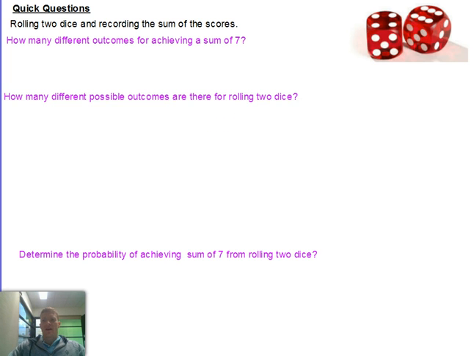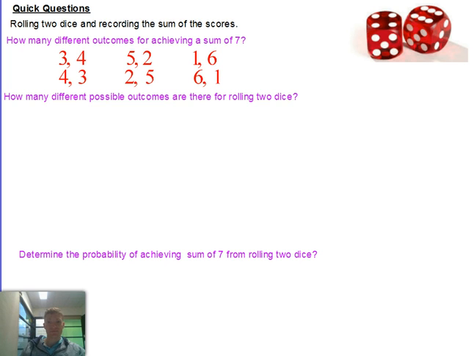So, in this situation, let's just say we're rolling two dice and we're going to record the sum of the scores. The score is the top number on top of the face. So how many different ways do you think you can achieve a 7? Well, you can roll a 3 and a 4, a 5 and a 2. Maybe a 1 and a 6? Well, you can also do the other order as well. Maybe the 6 can come first and then the 1. So altogether we have 6 different possible outcomes.